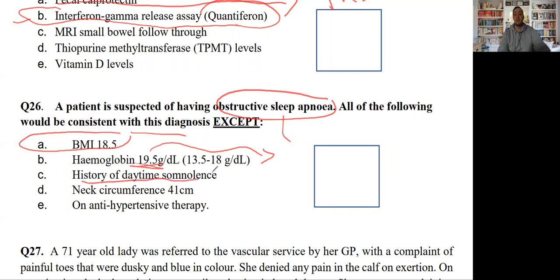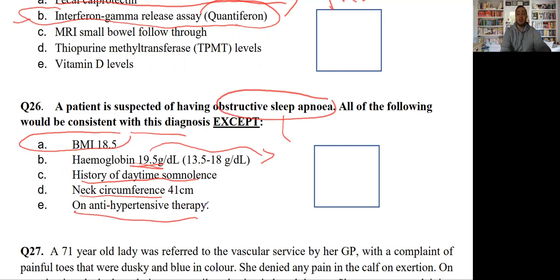History of daytime somnolence. Yes, one of the common presentations of obstructive apnea is daytime somnolence, and the most common symptom is snoring. And daytime somnolence is one of the other symptoms. Neck circumference 41 centimeters, which is an increased neck circumference. This is one of the criteria of obesity, the increased neck circumference, and this is correct.